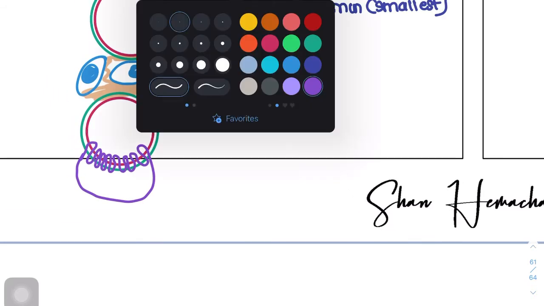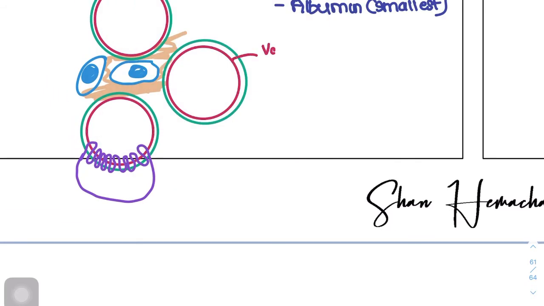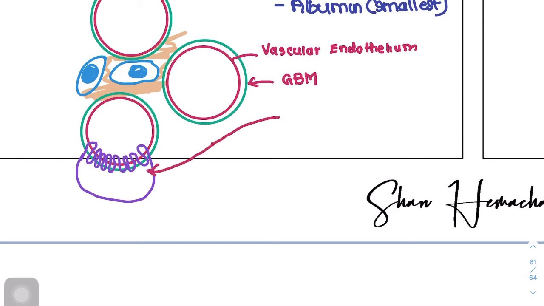This is the vascular endothelium. This is the glomerular basement membrane, and this is the visceral epithelium, or these are podocytes. Okay.